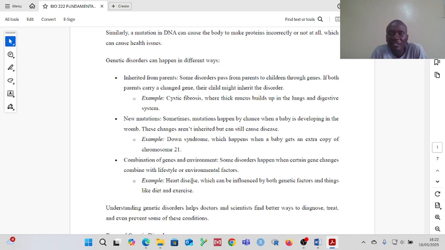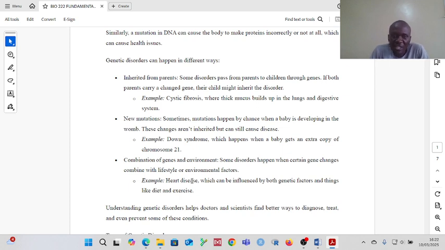So if both of them are carriers, for example, then it's likely that 1 out of 4 of their children, or a quarter of the children that they bring forth, might inherit both copies of the recessive allele that both parents carry. So when the child inherits both copies, one from each parent, both of them recessive copies, then the child suffers in return.